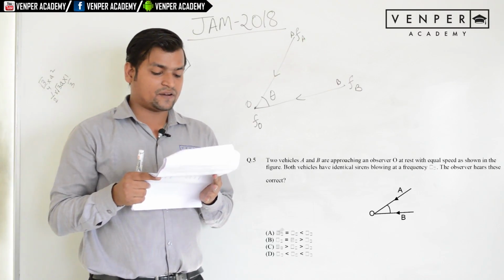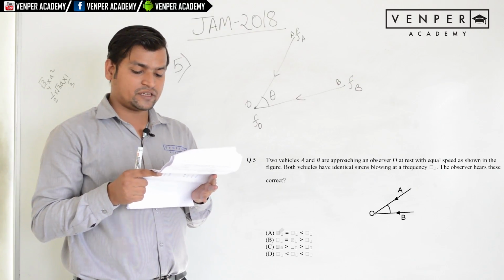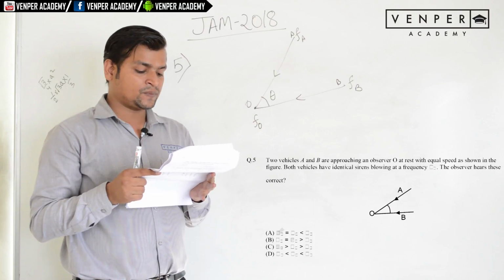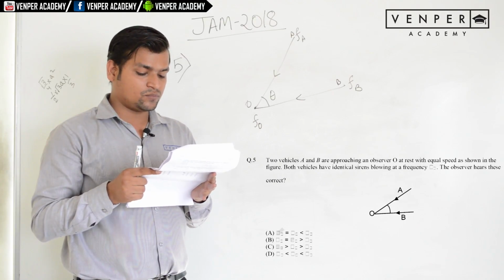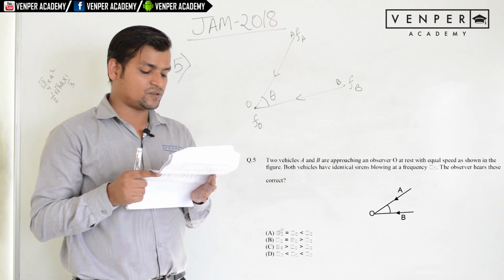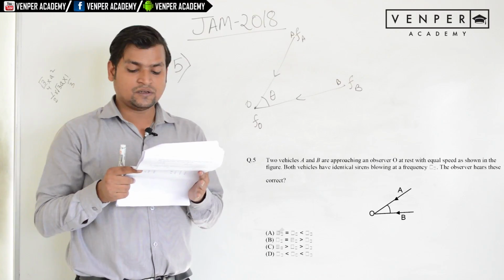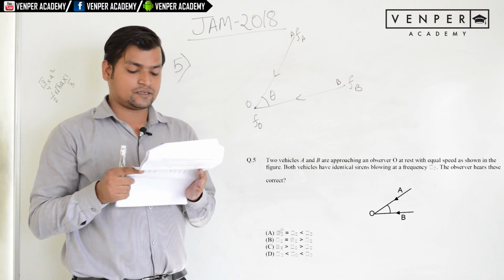Okay, see question number 5. Two vehicles A and B are approaching an observer O at rest with equal speed as shown in the figure. Both vehicles have identical sirens blowing at a frequency Fs. The observer hears these sirens at frequencies Fa and Fb respectively from the two vehicles. Which one of the following is correct?